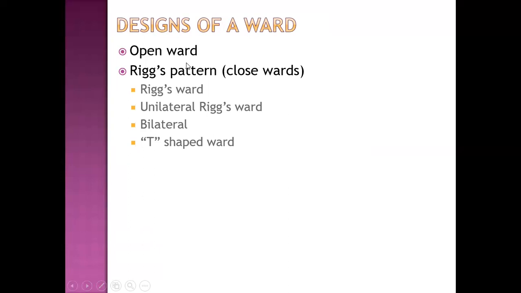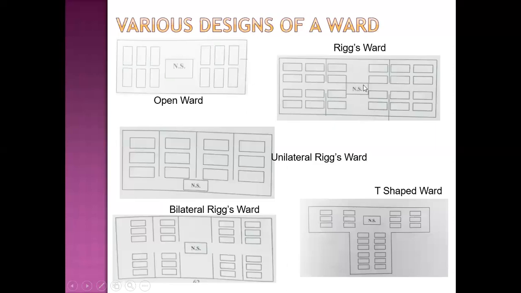Then let us see various designs of ward as per Riggs pattern. So this is open ward. This is Riggs ward. These are low partitions. Then this is unilateral Riggs ward. So this is one side of nursing station. This is bilateral Riggs ward, both sides of nursing station. And this is a T-shaped ward on all sides of nursing station.